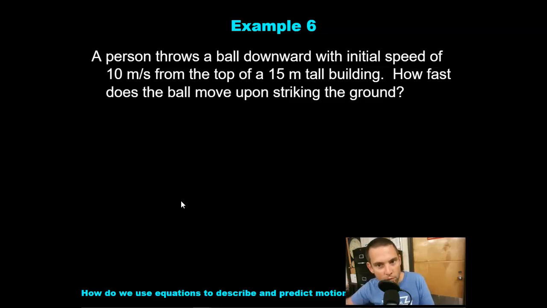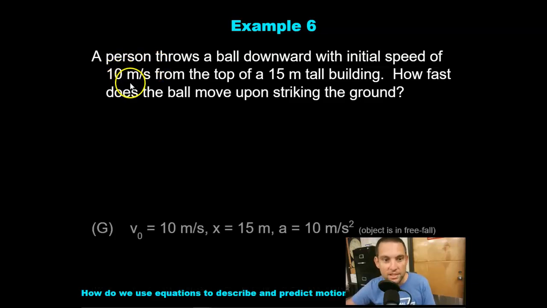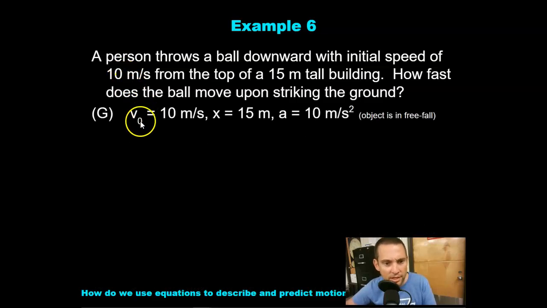But read the question. A person throws a ball. This time not dropping, but throwing with an additional speed of 10 meters per second. So the initial velocity is 10 meters per second, the distance is 15 meters, and our acceleration, which is not explicitly given to us, but because it's moving through air, we know our acceleration is 10 meters per second squared.